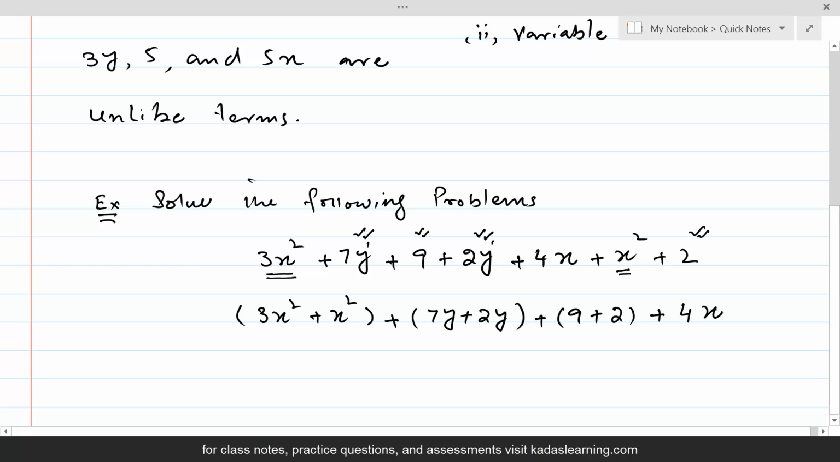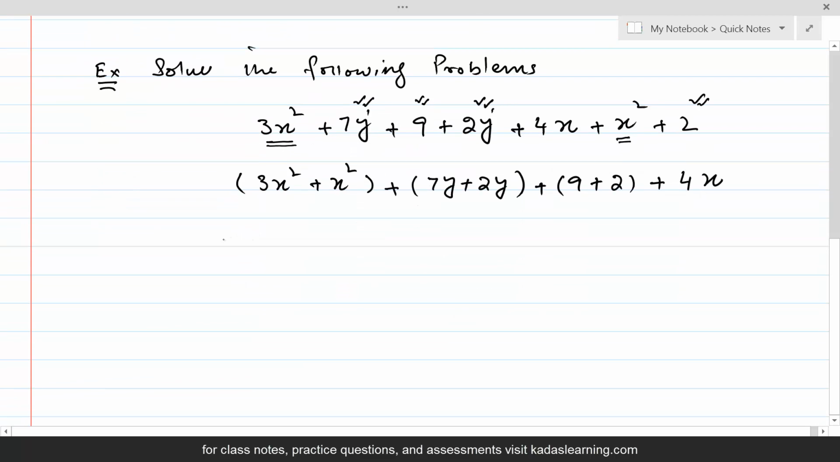In the next lesson we are going to learn about the rules of addition, but the addition is based upon identification of like terms. Let's do one more. By the way, if we want to add them, 3x squared plus x squared would be 4x squared. Remember that while we are adding like terms, the power still remains the same. If both exponents are the same, the answer will carry the same exponent. So this would be 4x squared, 7y plus 2y would be 9y, and 9 plus 2 would be 11 plus 4x.